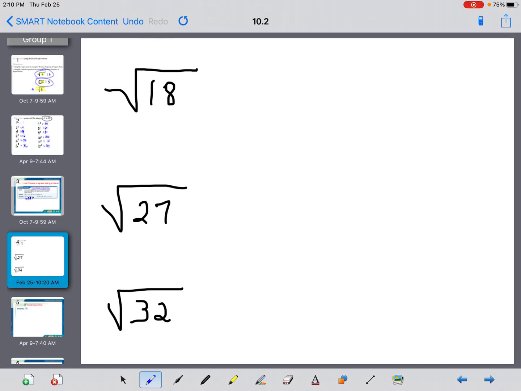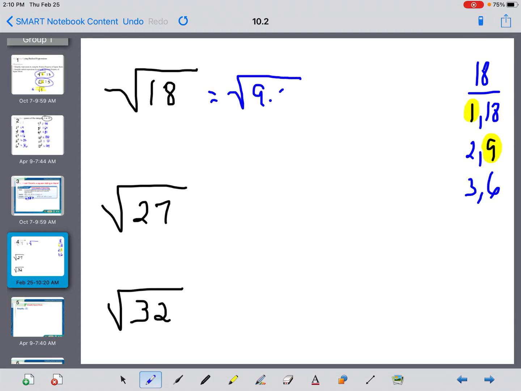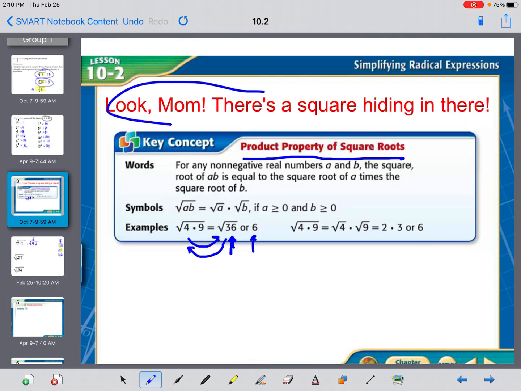So let's go back. So the square root of 18. I was going to talk about 18 for a second. When we did factoring, we saw that the pairs of 18 are 1 and 18, 2 and 9, 3 and 6. Now, why I'm mentioning that is because 9 is a square. So what we're going to do here is rewrite 18 as 9 times 2. Why 9 times 2? Because 9 is the square hiding in there. I mentioned that here.